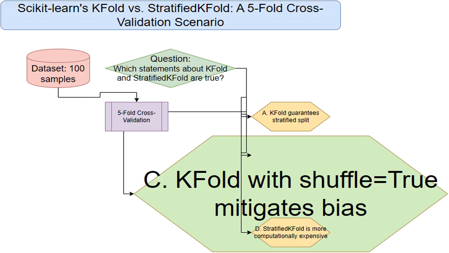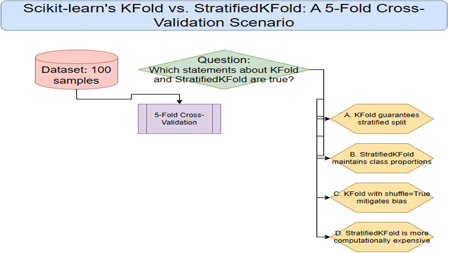This process is repeated 5 times to train and test a model 5 times. I have a dataset with 100 samples. This is a relatively small dataset, so it's even more important to use a technique such as cross-validation to make sure the model does not overfit.